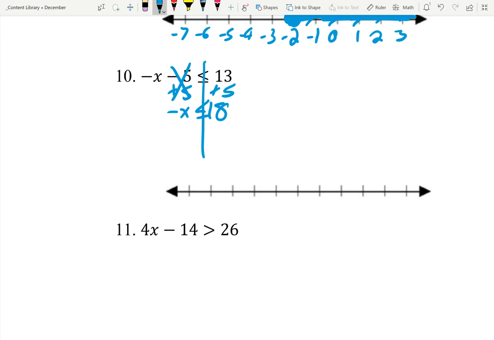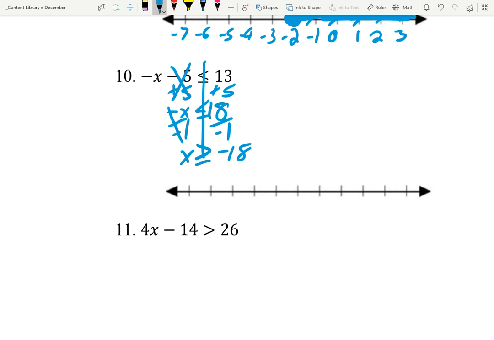Now, here's the catch, right? The x isn't by itself. We have to divide by negative 1 because it is a negative 1x. So we have to divide by this negative 1 to get rid of that negative. Now, the funny thing is, because we divided by a negative number, we have to flip our sign around. So now it's going to be x greater than or equal to our answer of negative 18. So 18 divided by negative 1 became negative 18.